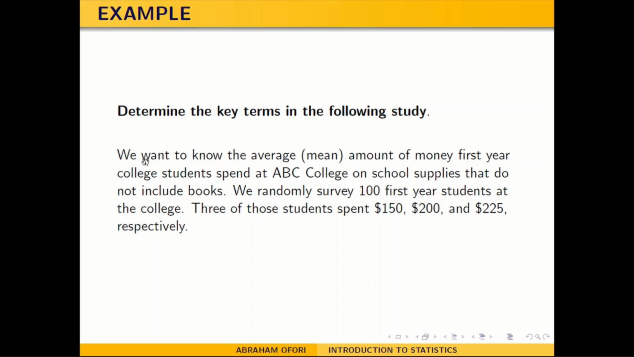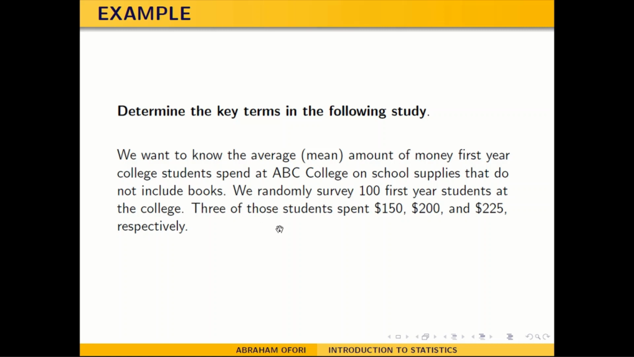Let's take this again. You want to know the average mean amount of money first year college students spend at ABC College on school supplies that do not include books. So when you know the average amount of money first year college students spend, you can bring it to your school, either you are in Kenya University or you are in Winneba or you are in Accession University or wherever. So we randomly survey 100 first year students at the whole of that school.